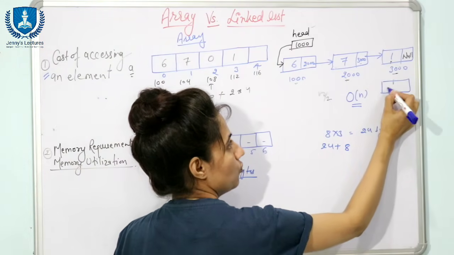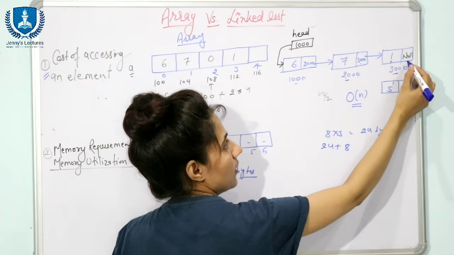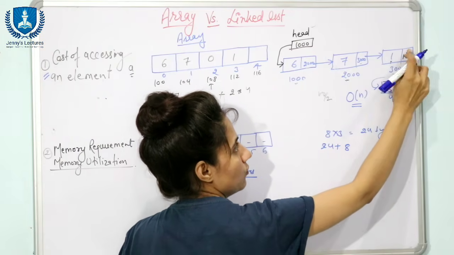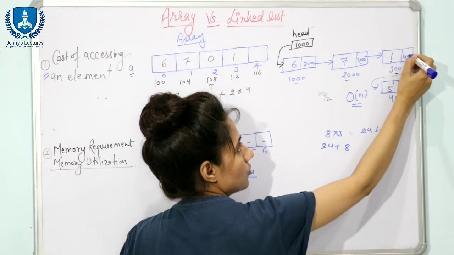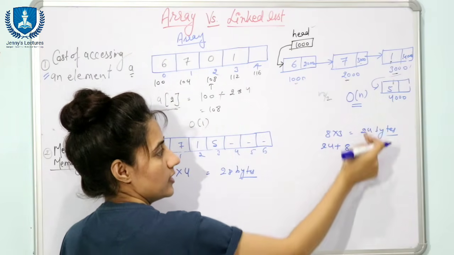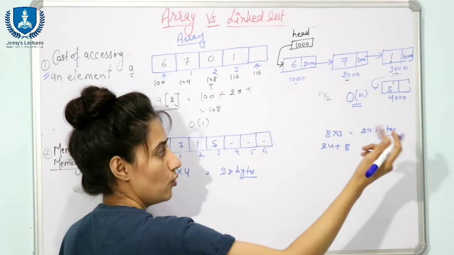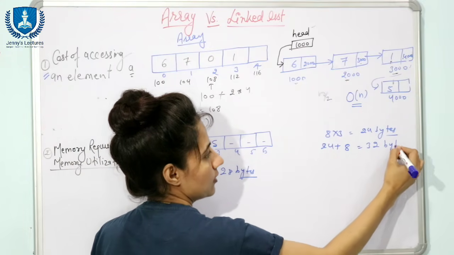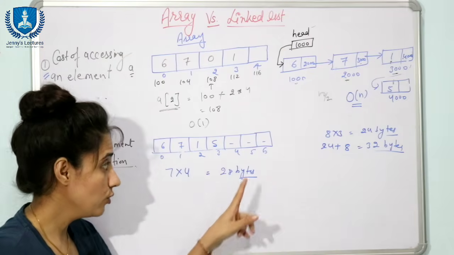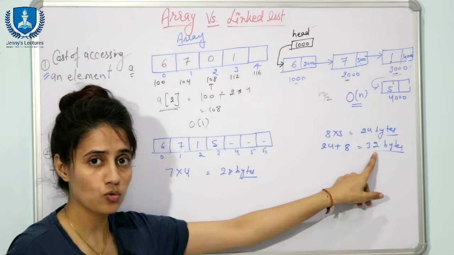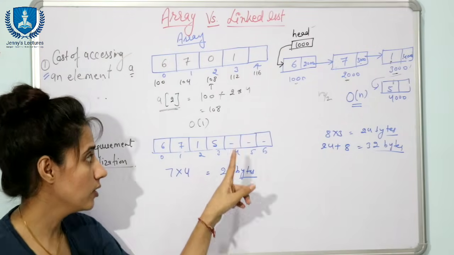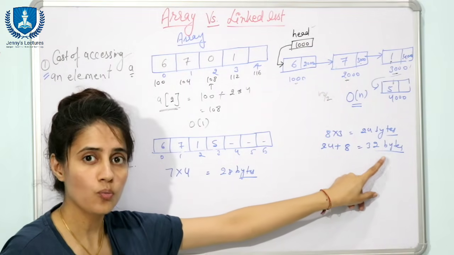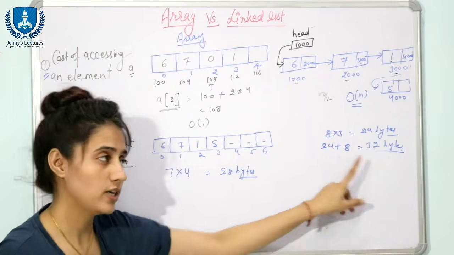Suppose here I want to insert one extra node 5, and you want to link it here. Suppose the address is 4000, so here we are going to store 4000. So now the total size is 8 into 4, or 24 plus 8, that is 32 bytes. Now you can check, here only 28 bytes, here 32 bytes. Now if you want to insert one more node, then 32 plus 8, that is 40 bytes.